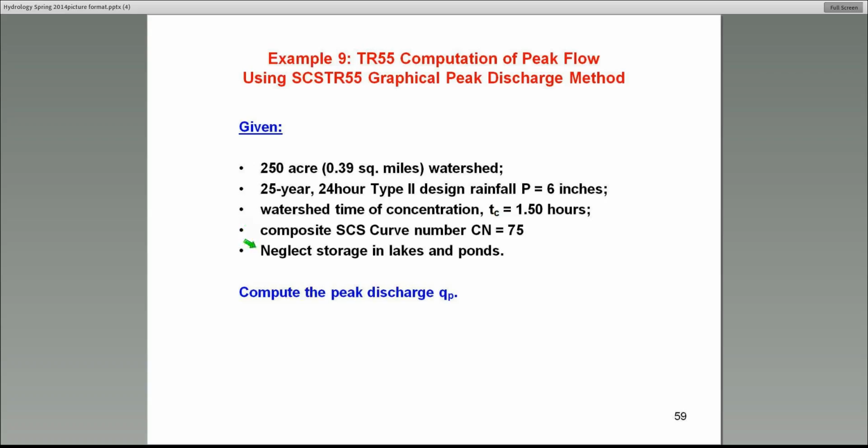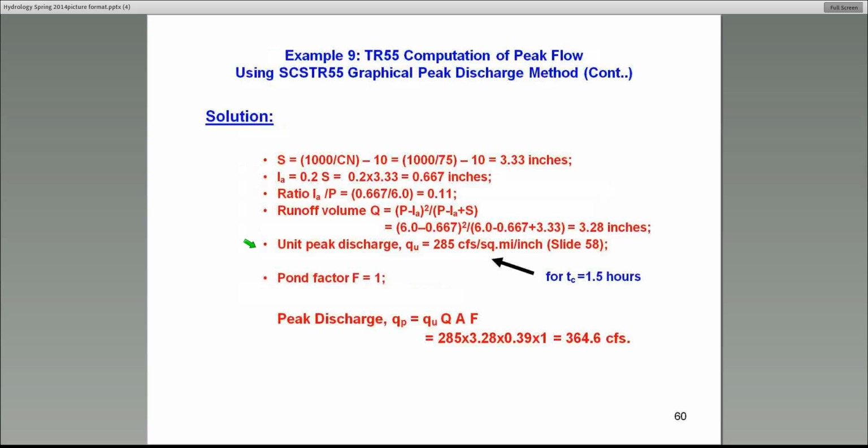And then neglect storage in lakes and ponds, that means the pond factor is 1. So let's look at the computation quickly. I've done the usual steps. We've gone through this several times in our discussion today. The sorptivity S, which I told you is the maximum amount of rainfall a soil can absorb, is their interpretation of it. It may not be mine, but anyway, that's 1,000 over curve number minus 10.